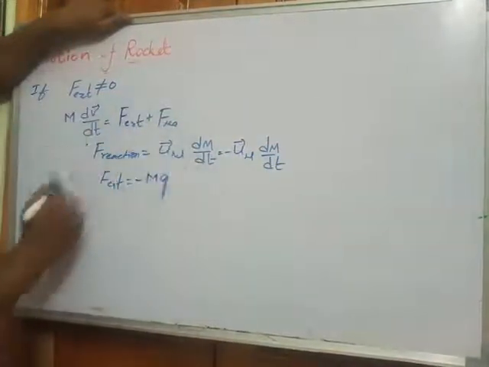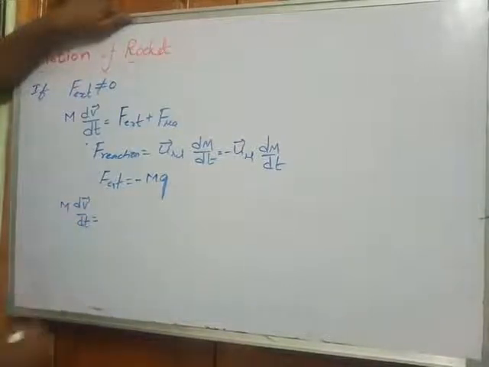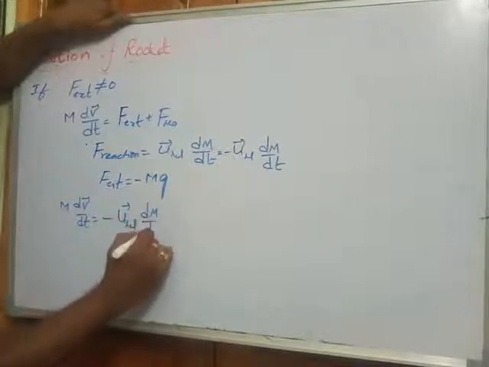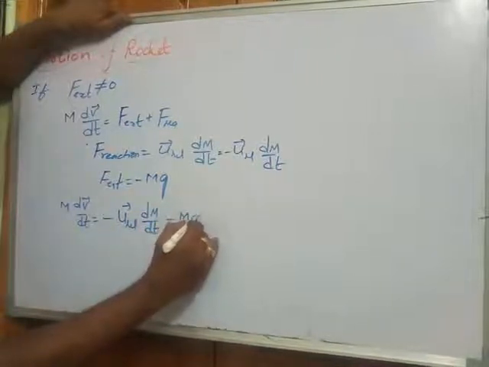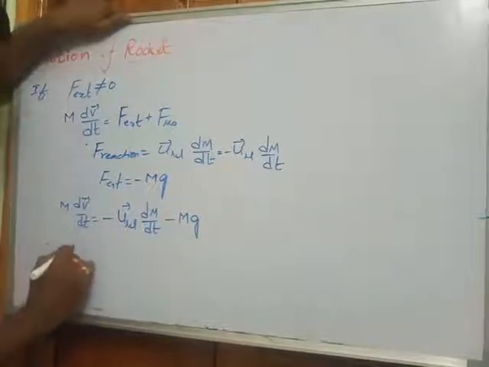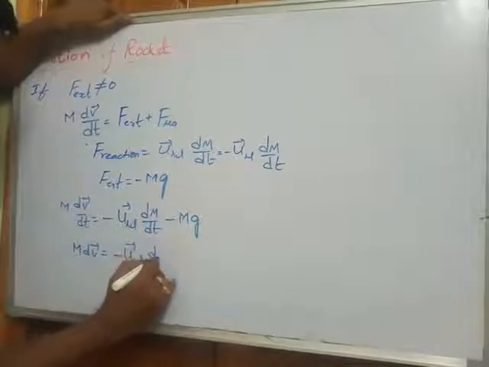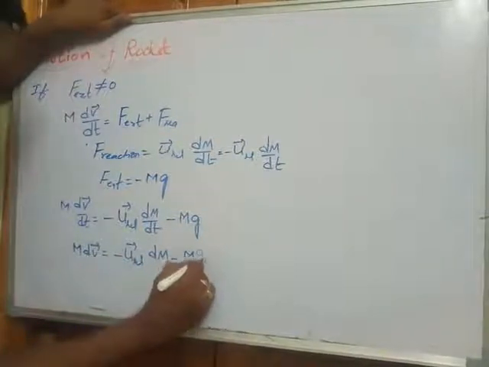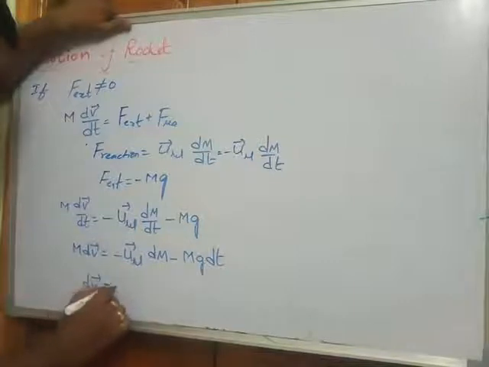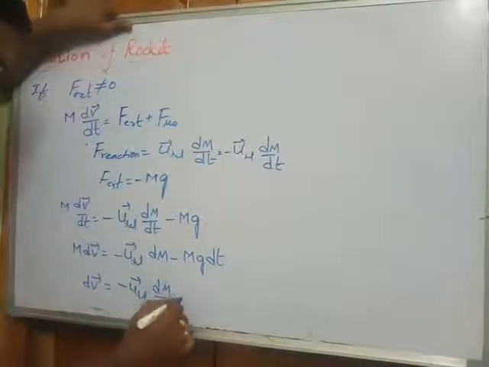So from these equations, what do we get? Substituting all these, m dv bar by dt equals u relative velocity times the rate of change of mass, minus mg. Now let us multiply by dt on both sides. We get m dv bar equals minus relative velocity dm, minus mg dt. Dividing by capital M, we get dv bar equals minus u relative velocity dm by m, minus g dt.